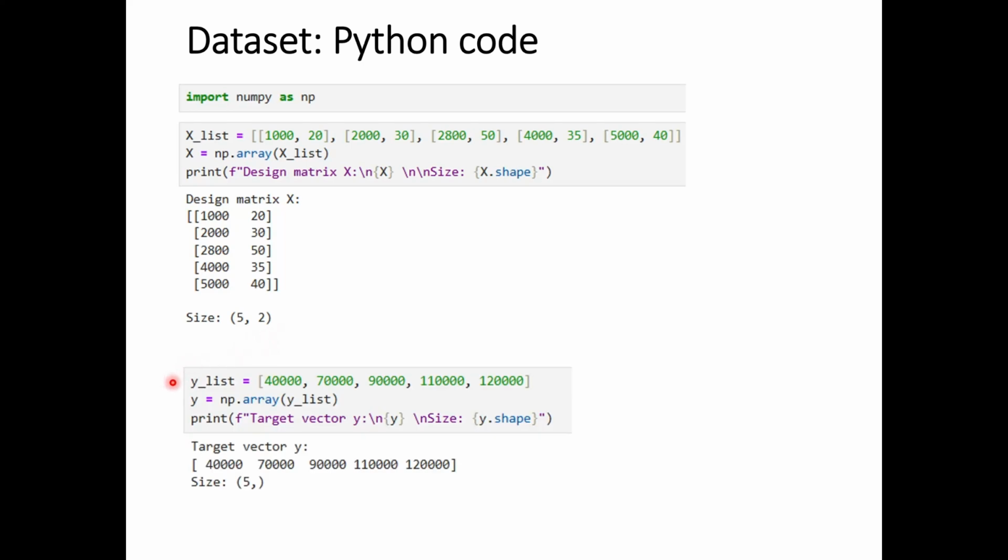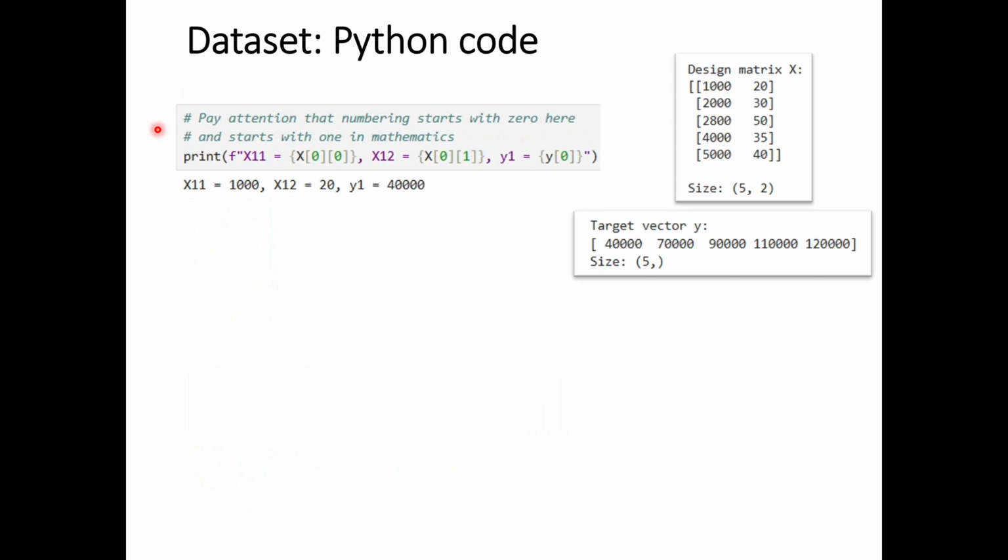Now we define yList as a list. It's our target vector. After that, we convert it to numpy array y. So we have a target vector y, which is a one-dimensional array or vector with 5 elements.